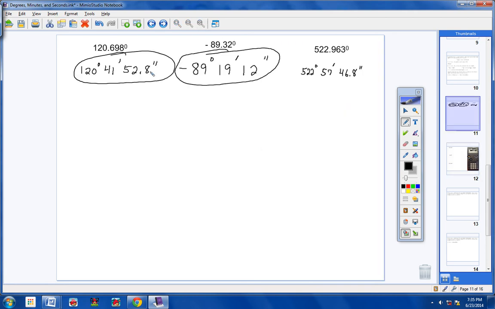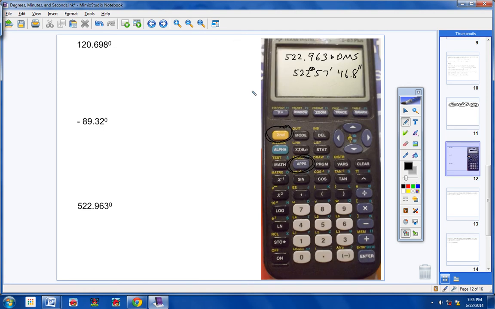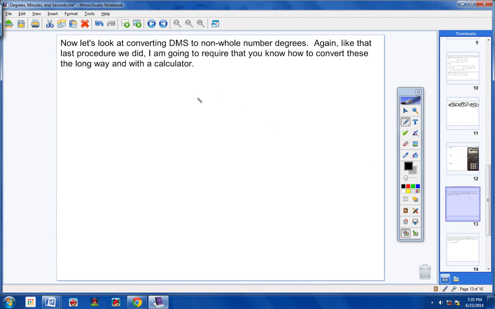So we learned how to convert these non-whole number degrees to degrees, minutes, and seconds without a calculator, and now we learned how to do it with a calculator. Okay, we're almost done. We got the hard material out of the way first. This last procedure is actually pretty easy. Now we're going to look at converting degrees, minutes, and seconds to non-whole number degrees. Like the last procedure, I'm going to require that you know how to convert these the long way and with the calculator, because I want you to understand what you're doing, and I want you up to date with technology.